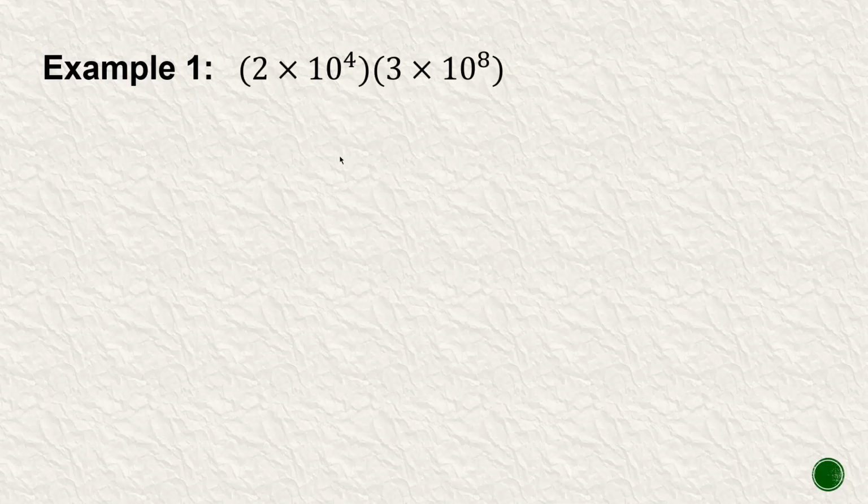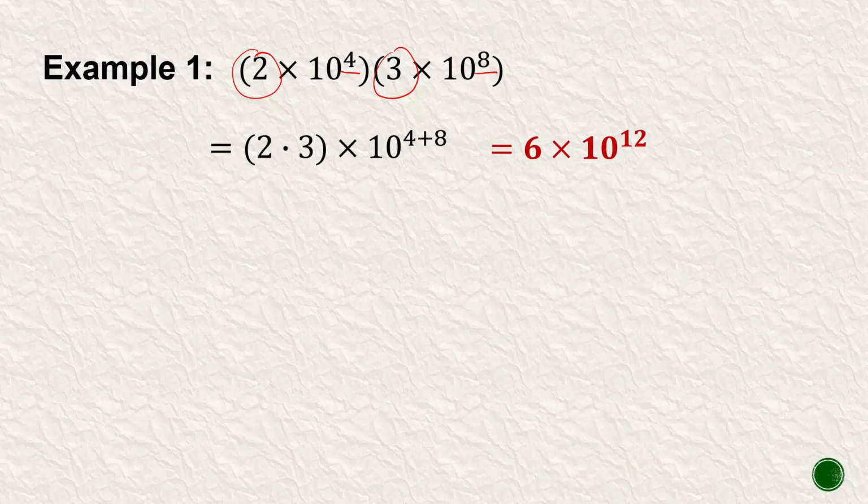So in multiplying scientific notations, there are two things we will do basically in this example. First, we will multiply this number 2 and then this 3. And then we will add the exponents of 10. So it will be 2 times 3 times 10 raised to 4 plus 8. We all know that 2 times 3 is equal to 6, and of course 4 plus 8 is equal to 12. And of course, not all problems are like that.